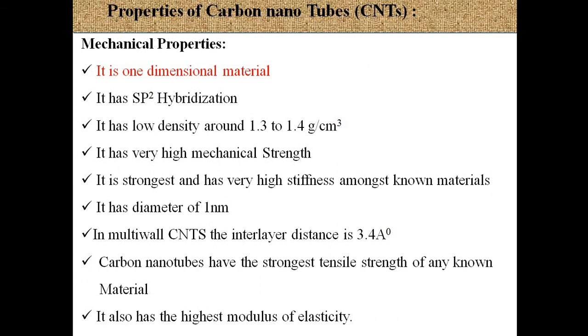Let us discuss first the mechanical property of carbon nanotube. So it is a one-dimensional nanomaterial. We have already discussed the classification of nanomaterial. The nanomaterials can be classified into 4 categories: 0-dimensional, 1-dimensional, 2-dimensional, and 3-dimensional nanomaterial. So this is the one-dimensional, single-dimensional nanomaterial. Only tube formation is there. It is formed through sp2 hybridization. So all the carbon atoms present in these compounds are sp2 hybrid carbons.